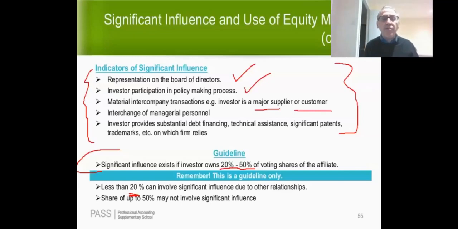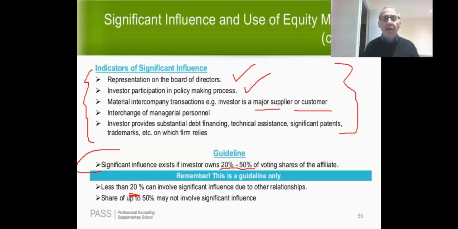Interchange of managerial personnel would be another example. Or let's say A provides a lot of financing to B. So B is very reliant on A for financing. I would guess A would have significant influence. So at the end of the day, guys, it's really common sense. If there are factors present that would indicate that A should be able to significantly influence B, I would try to tie back the case facts to those factors to demonstrate that significant influence exists, even if there's less than 20% ownership.